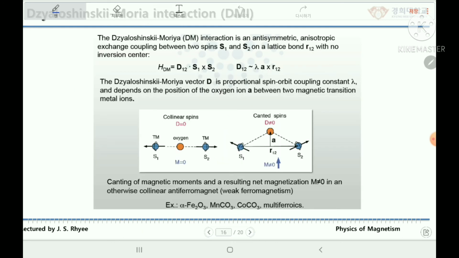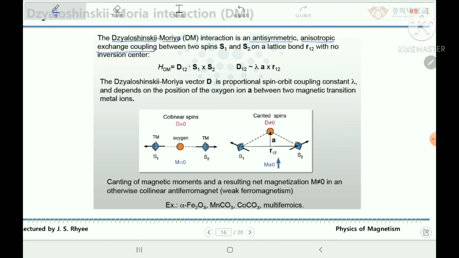And also, recently there was a very great interest in the DM interaction. DM is also the name of the physicists: the Dzyaloshinsky-Moriya interaction. The important thing is that it is an anti-symmetric and anisotropic exchange coupling.